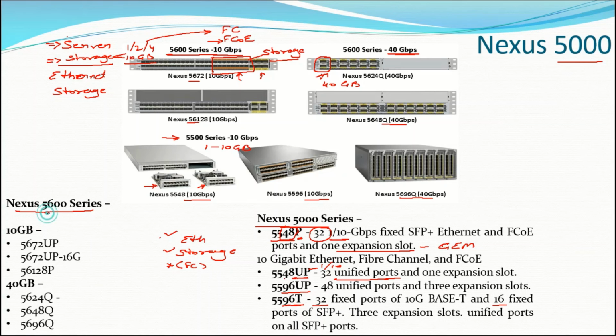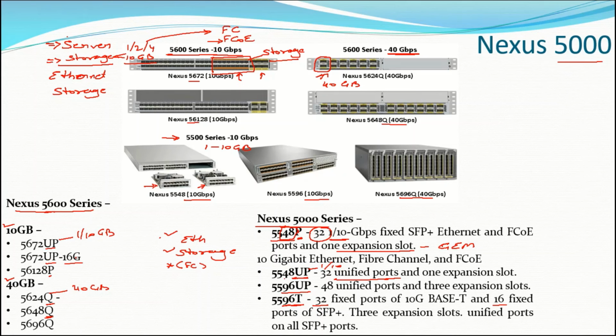Now move to the 5600 series. As I said, these are higher capacity, 10 Gbps or 40 Gbps switches we can use here. They also have the option for UP as well as P. Unified port, up to 16 extension ports we can get over here. Q, if you can see here, this Q means a QSFP kind of port, and Q indicates 40 Gbps, just like the P indicates 1 and 10 Gbps of speed.